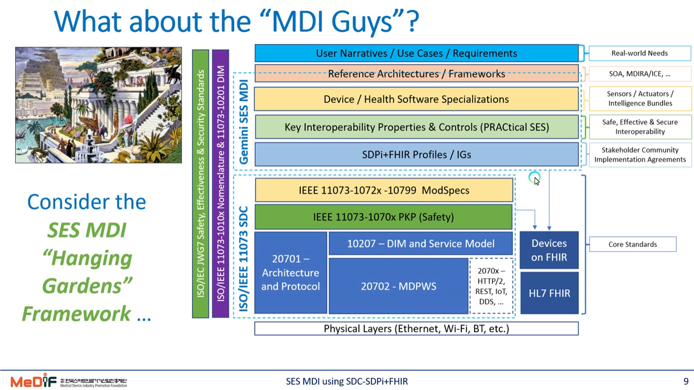And then we can look at architectures, and then we can look at SOA. I already talked about SOA, service-oriented architecture for medical device interoperability. We can look at device specializations and health software specializations, an infusion pump, a physiologic monitor, maybe a closed-loop control therapeutic app. We can look at how do we achieve key interoperability properties and controls for safe, effective, and secure. This little green box is where 80001-1 might fit. We then have profiles, SD-PI plus FHIR profiles. We'll talk about them briefly, and implementation guides.